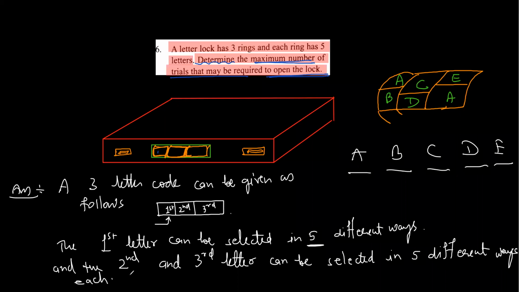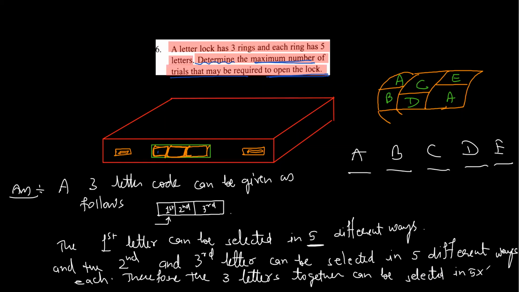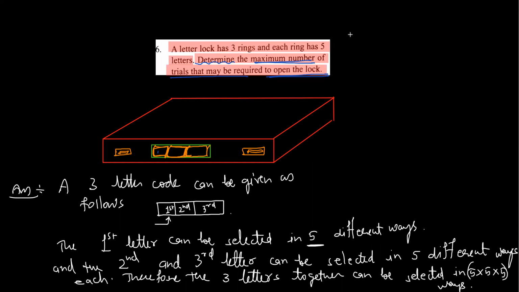So I'll write here, therefore, the three letters together, that is one after the other, together can be selected in 5 into 5 into 5 ways. What is 5 into 5 into 5? 125. So next step I will write now.